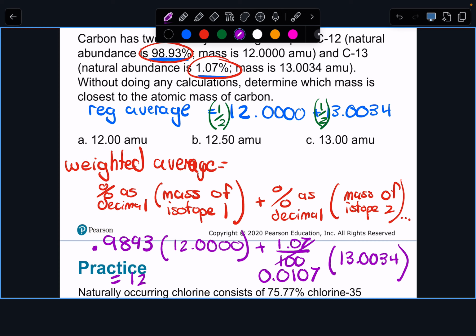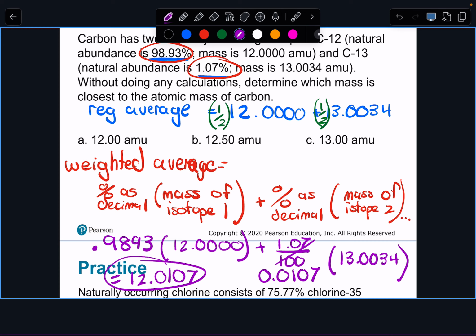Okay, so when I plug this in, I get 12.0107. And periodic tables that have more significant figures, like if they go 3 beyond the decimal, will say carbon is 12.011. Ours says 12.01. So that matches with this calculation. Now, there is carbon 14. It's probably just such a small amount that it wouldn't change that answer.